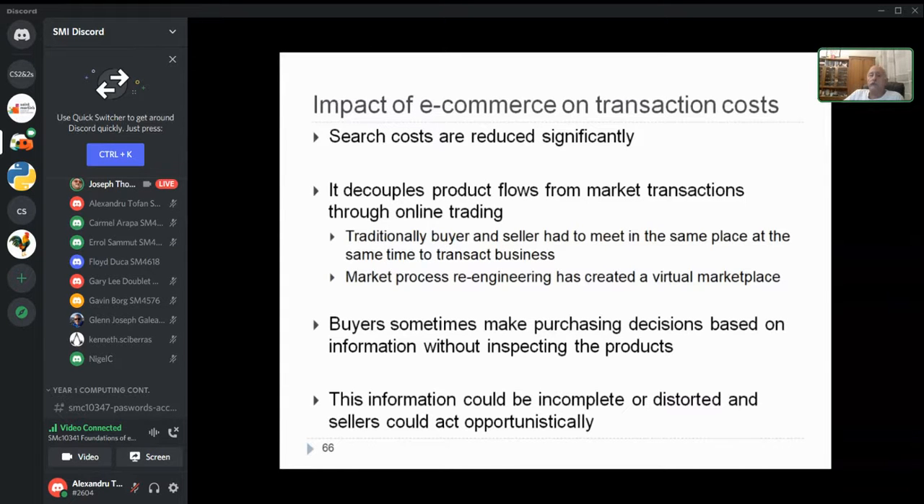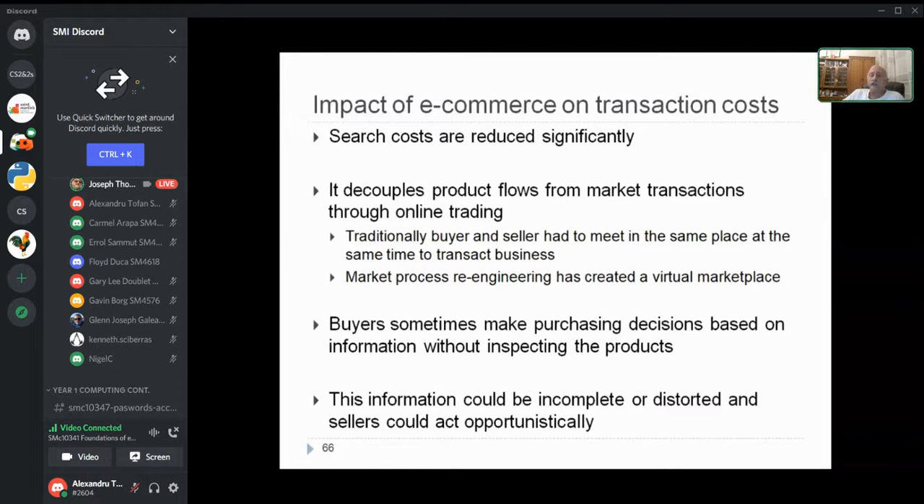It decouples product flows from market transactions. We don't need to be in the same place as the seller in order to transact business. Right? So there is that divorcing of product flows and market transactions. We can carry the transaction digitally, we can carry the transaction using communications without needing to be in the same place as the seller, but then obviously the product flow is going to be different.